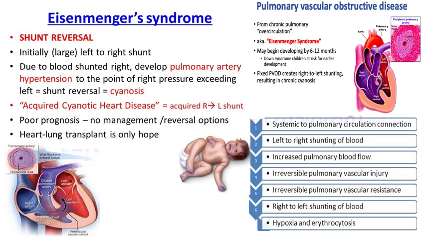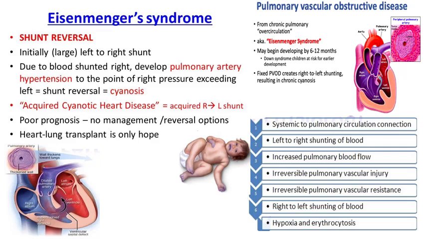So that's how it happens, wherein more of the blood which is flowing from the right atrium to the right ventricle is shunted to the left ventricle and enters through the aorta into the systemic circulation, causing cyanosis, because a lot of deoxygenated blood is being mixed with the oxygenated blood, which is called acquired cyanotic heart disease, where the shunt is from right to left. So it is a very poor prognosis that is seen.